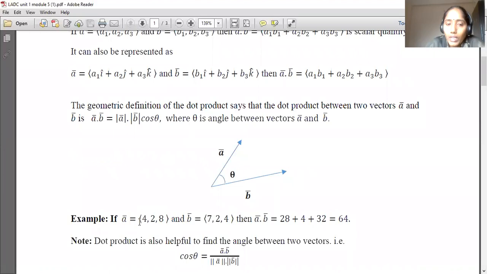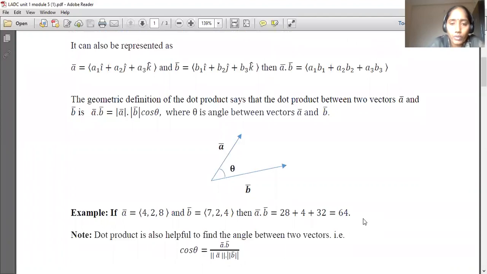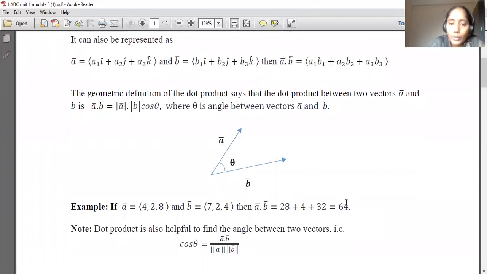Multiplying the values in the first coordinates, in place of x, that is 4 into 7, 4 sevens are 28, plus next 2 into 2, that is 4, plus 8 into 4, that is 32, is equal to 64. So that is a scalar value.